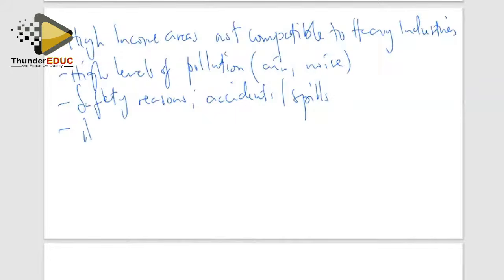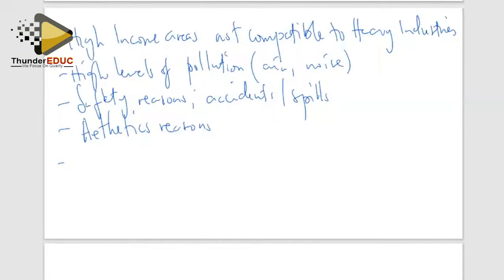And also for aesthetic reasons, we understand that heavy industries are not actually pretty areas to associate with. So for beauty reasons, we tend to find that high income areas locate away from those manufacturing activities because those areas are deemed to be not pretty and cannot be compatible to people with high incomes. Then we also look at property values.